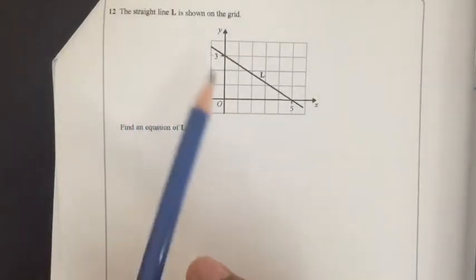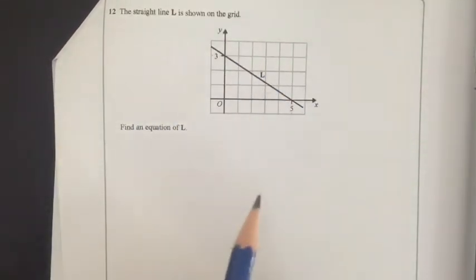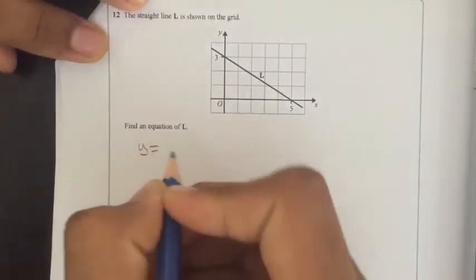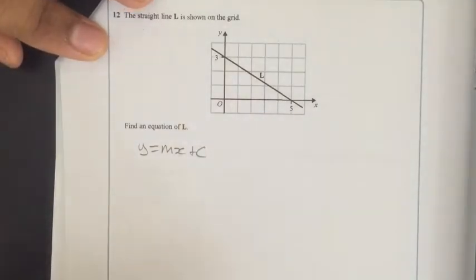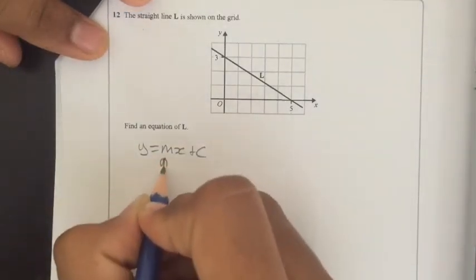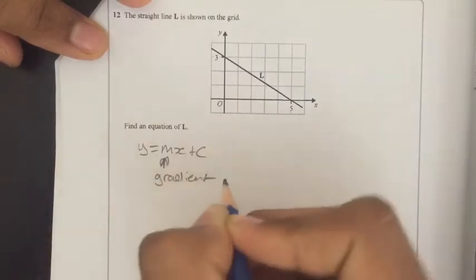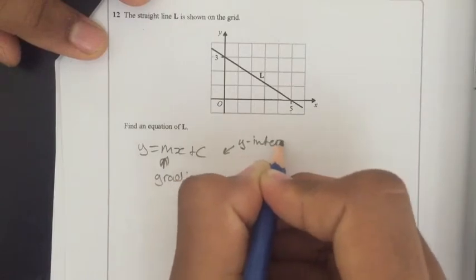Okay, question 12. The straight line L is shown on the grid right here. Find an equation for L. So the equation of a straight line is y equals mx plus c. Okay, m is the gradient and c is the y-intercept.